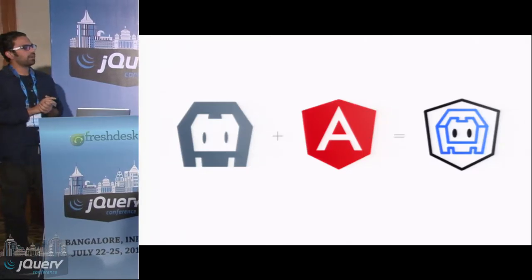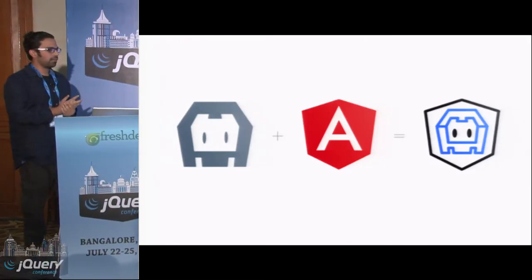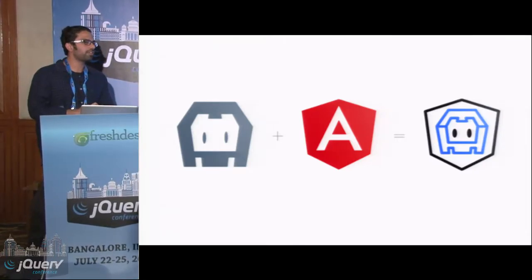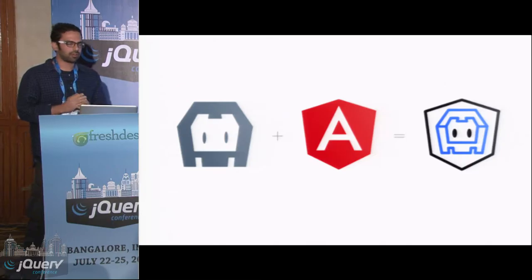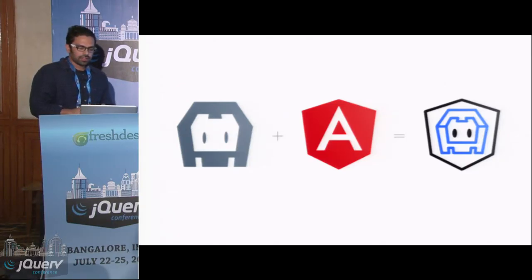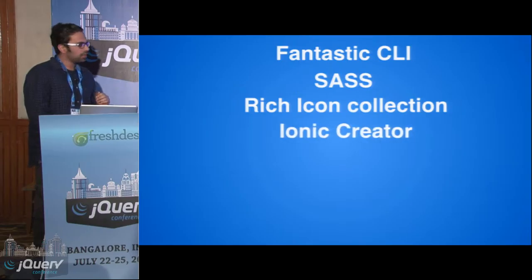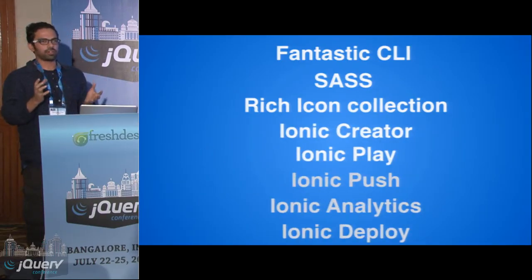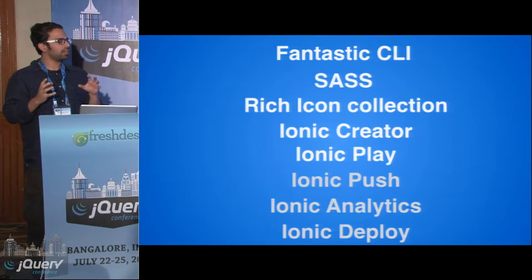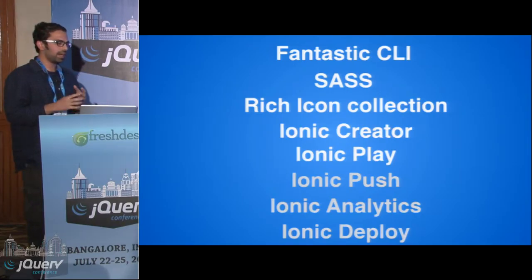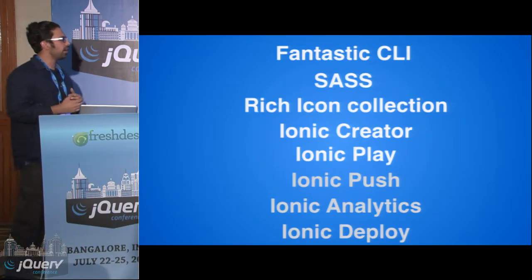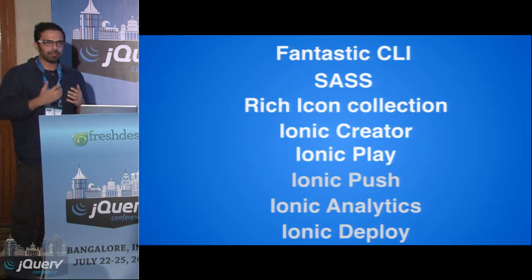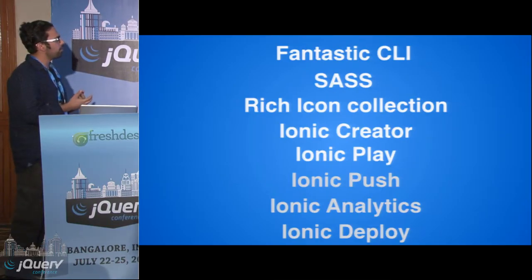And Angular is a modern framework for JavaScript and HTML. It gives you good features and good design patterns like dependency injection, services control, and clean separation of concerns. So Ionic gives you the power of both. It is AngularJS plus PhoneGap combined into one toolchain. It gives you a fantastic CLI. You can set up a new app and start a templated app on your own with just the command line.